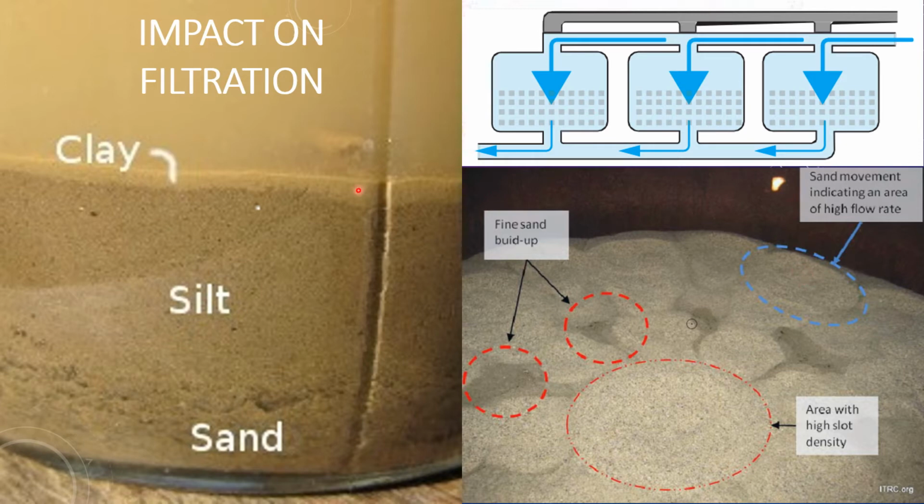So it's very important that we remove these silts and clays because they're very difficult to remove with backflushing, and they're the same specific gravity as sand, sometimes a little bit heavier.